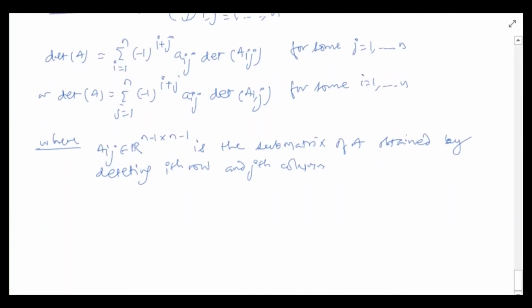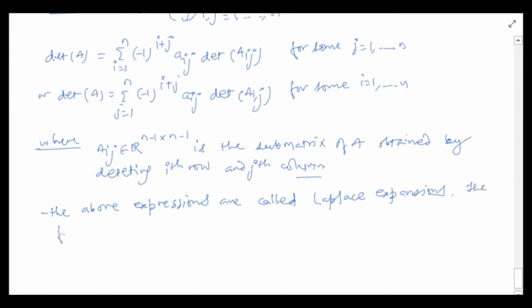Okay, the above expressions that recursively give determinant of a matrix A in terms of determinants of its submatrices are called Laplace expansions. The first expression is called expansion along jth column.